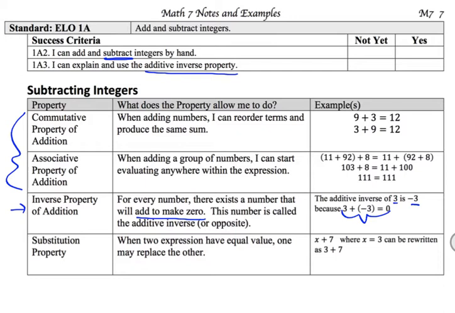Okay, the last property here, the substitution property. When two expressions have equal value, one may replace the other. For example, x plus 7 is my expression, and if x equals 3, I can rewrite it so that instead of x plus 7, it's 3 plus 7, because x equals 3 in that case.